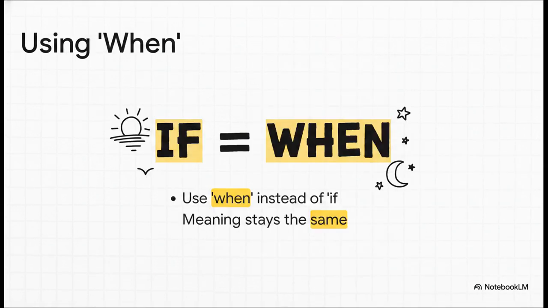Oh, and here's another really fantastic little shortcut. Because zero conditionals describe general truths that happen literally all the time, you can seamlessly swap out the word if for the word when, and the meaning stays exactly the same. So saying if the sun goes down, it gets dark means the exact same thing as when the sun goes down, it gets dark. Pretty cool, right?